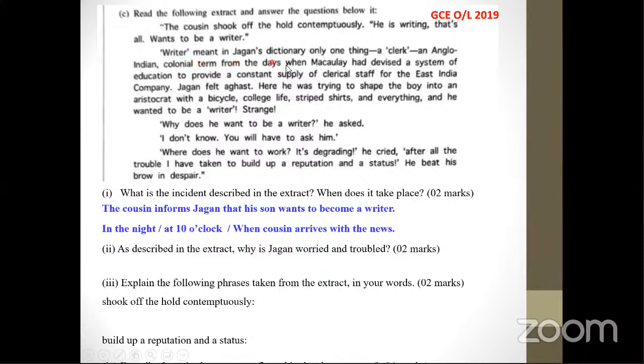What do we get here? What does writer mean in Jagan's dictionary? According to his knowledge, he has not studied much, and he has limited knowledge. So in his dictionary there is only one thing, a clerk, an Anglo-Indian colonial term from the days when Macaulay advised the system of education. So Macaulay comes to India introducing it.